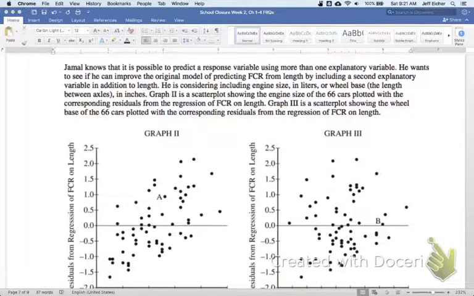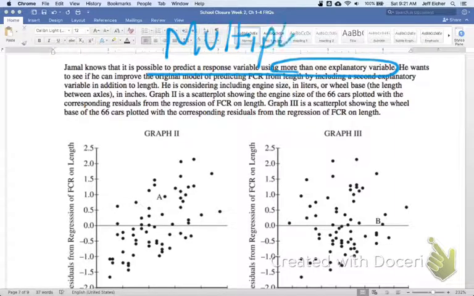So it says here he wants to improve the original model. So he knows it's possible to predict a response using more than one explanatory variable. What this is called is multiple regression. In our course, we only do simple linear regression. We just try to predict things with one explanatory variable, but he's going to try to use multiple explanatory variables, which makes sense.